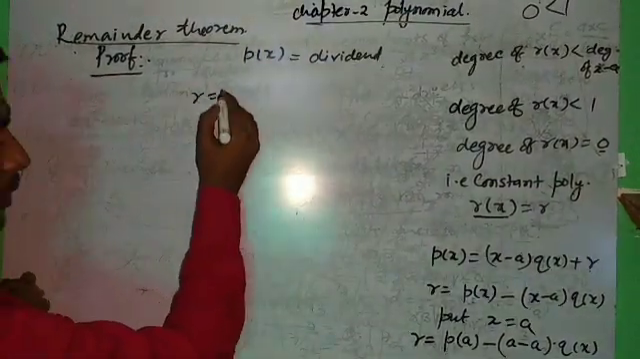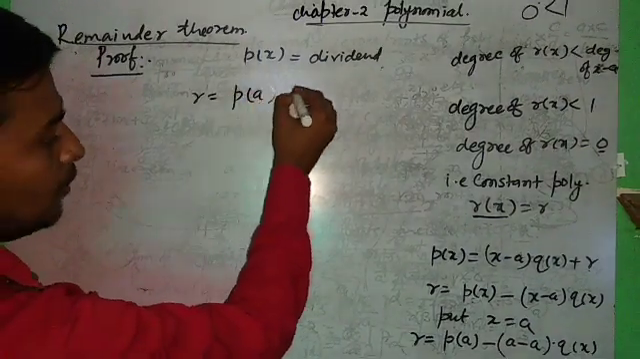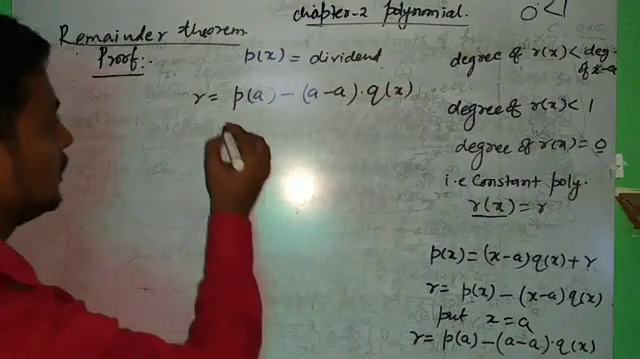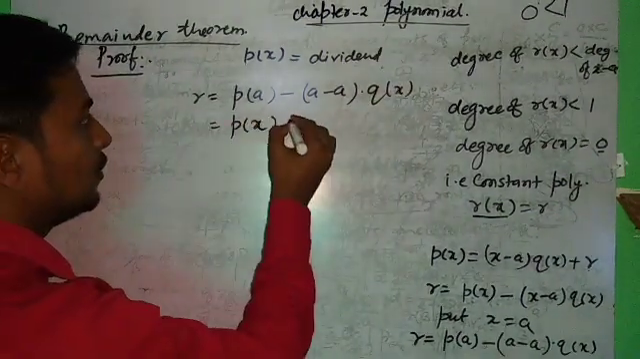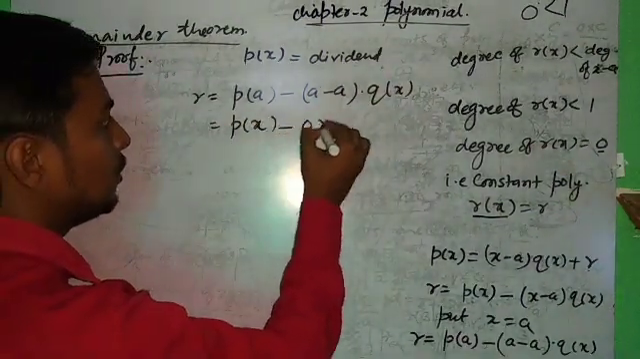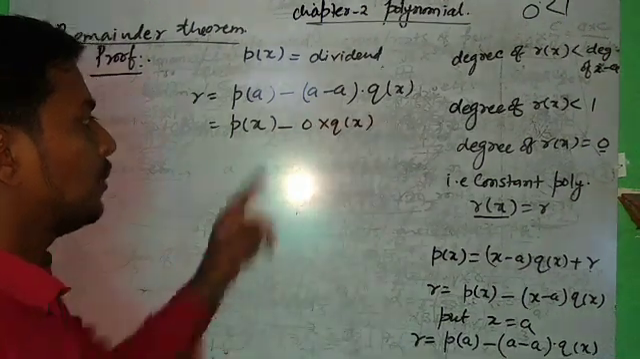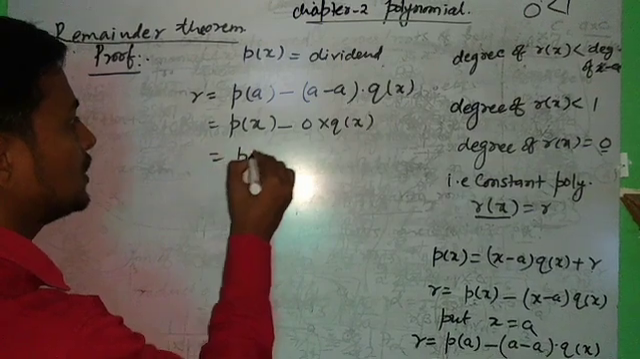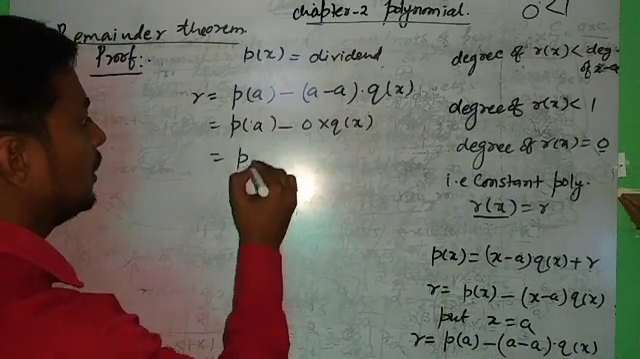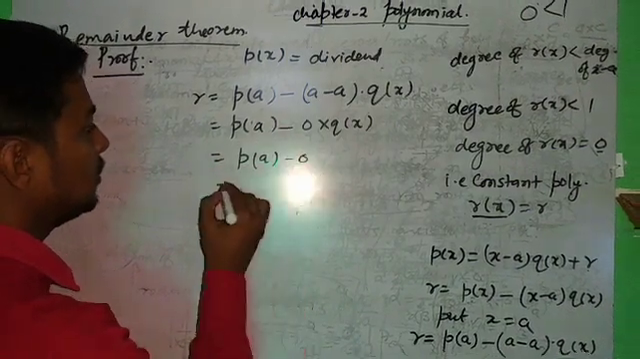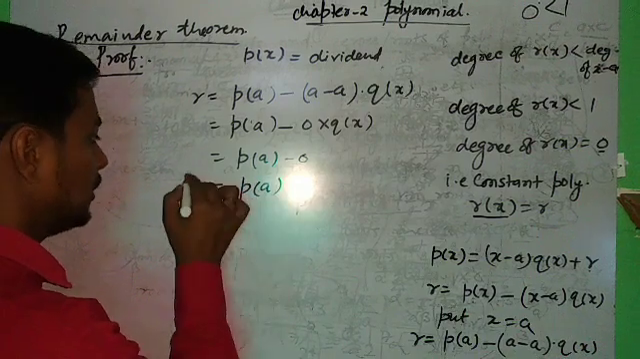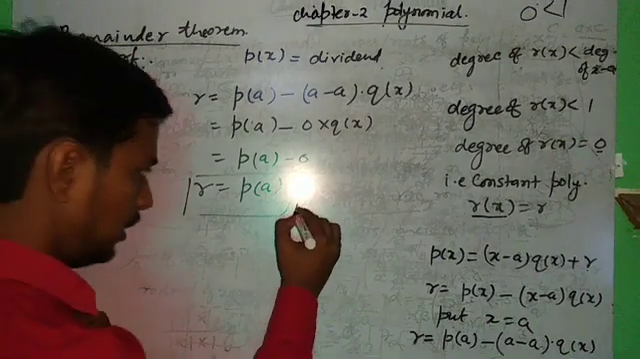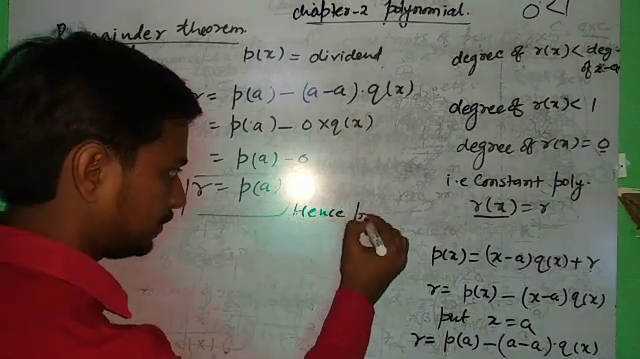This r is equal to P(a) minus (a minus a) into Q(x). This is (a minus a), 0 into Q(x). Multiplication of 0 into any polynomial is 0. So this is P(a) minus 0, that is P(a). So this was the statement that is hence proved.